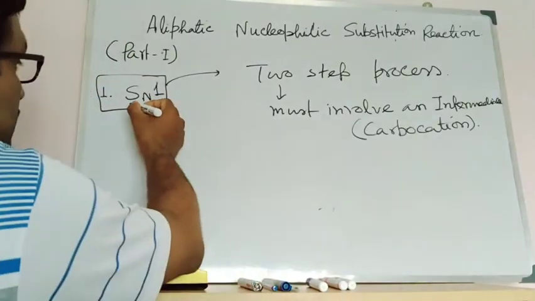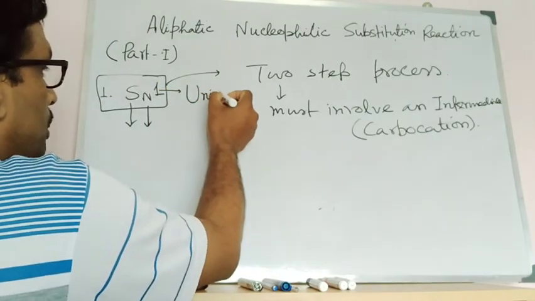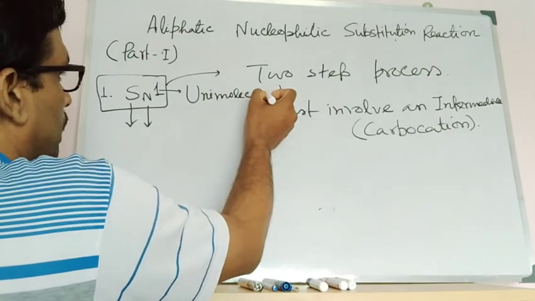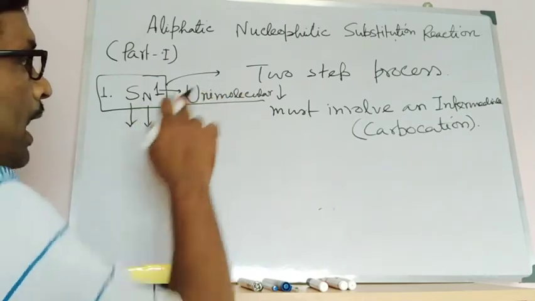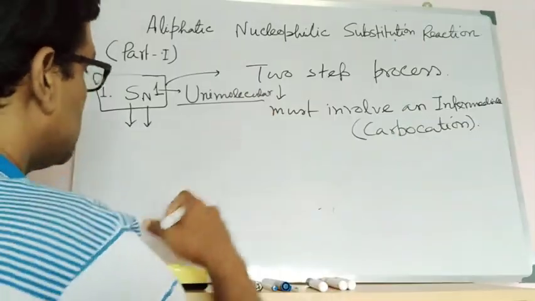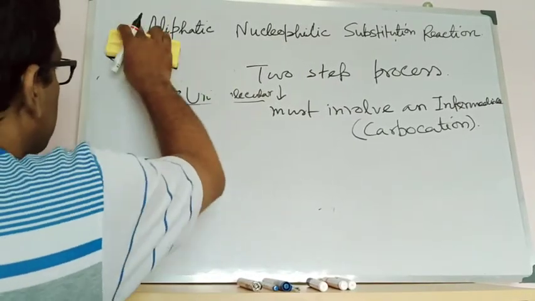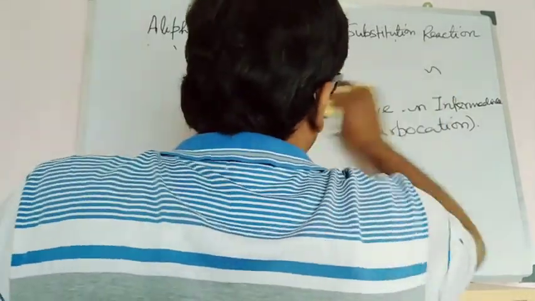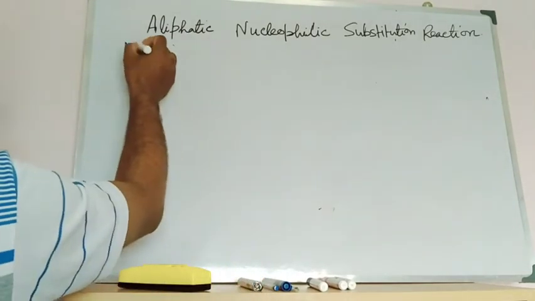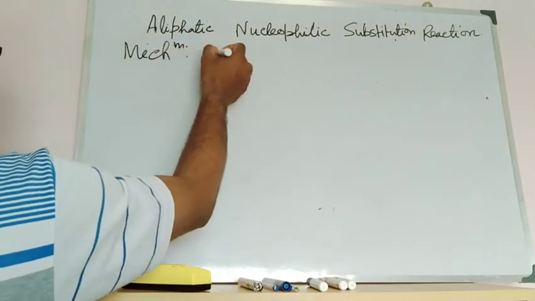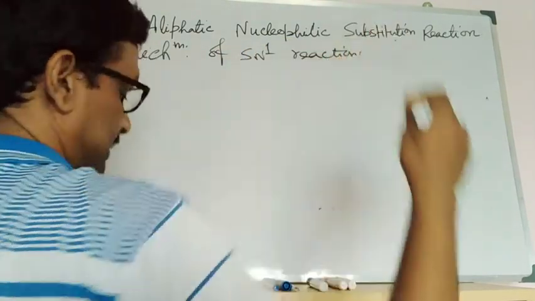And what is this term? S is substitution, N is nucleophilic, and the 1 stands for unimolecular. Why it is unimolecular I will explain later. The full name of this reaction is substitution, nucleophilic, unimolecular. So this is a two-step process. Now if I want to draw the general mechanism of the SN1 reaction, it looks like this. This is the general mechanism.